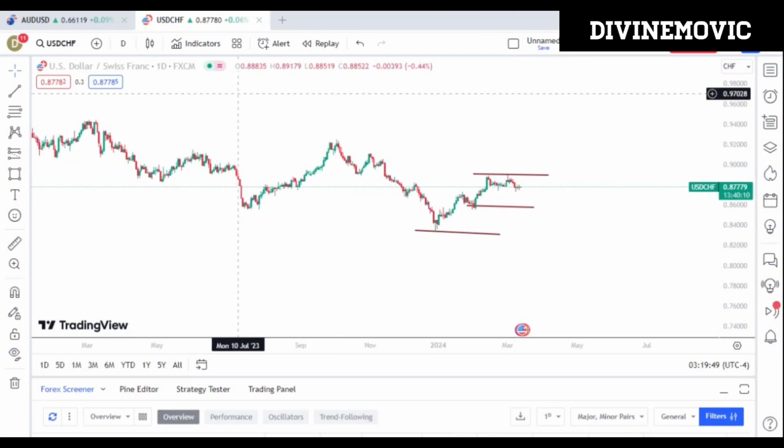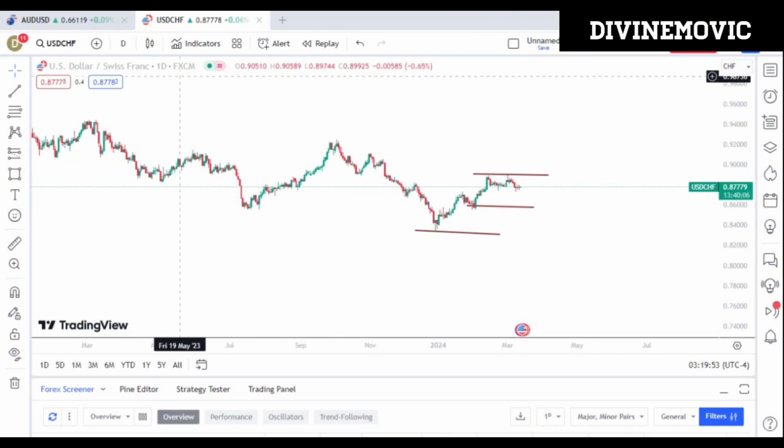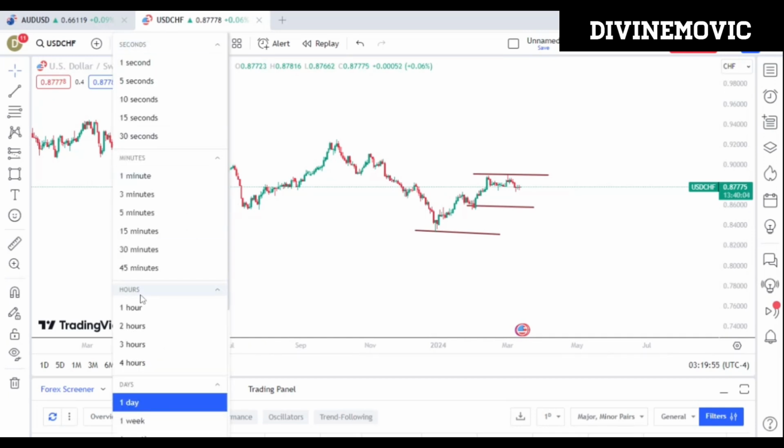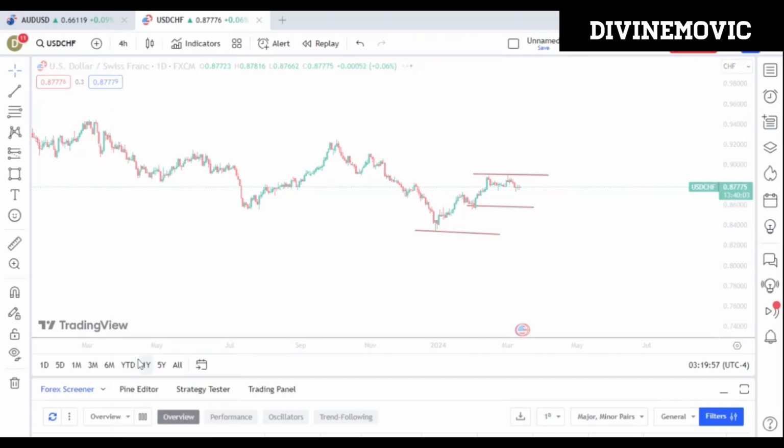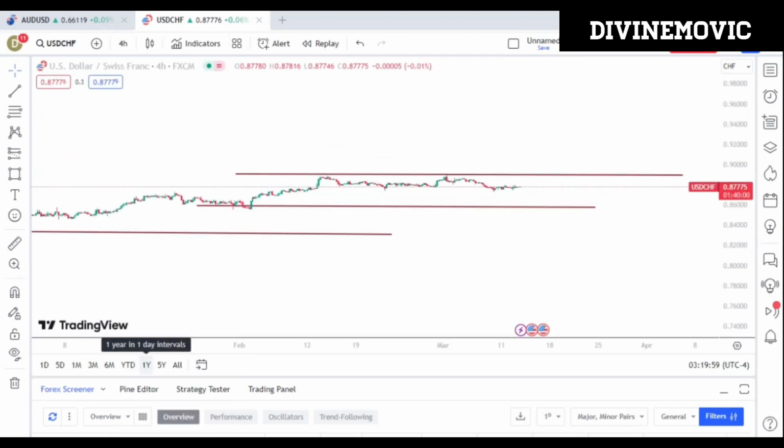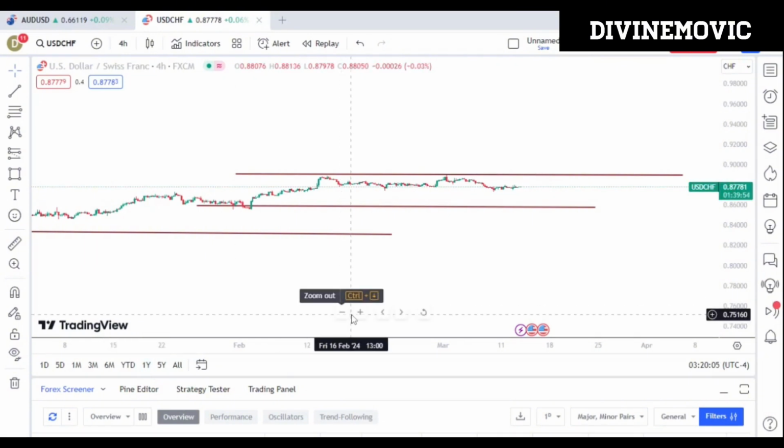Where you want to understand market structure is simply on the 4 hours time frame. On the 4 hours time frame, we simply want to understand the pattern price is making. Is price creating higher highs and higher lows, or lower lows and lower highs, or is price simply in an equal phase? So we want to understand that on the 4 hours time frame.